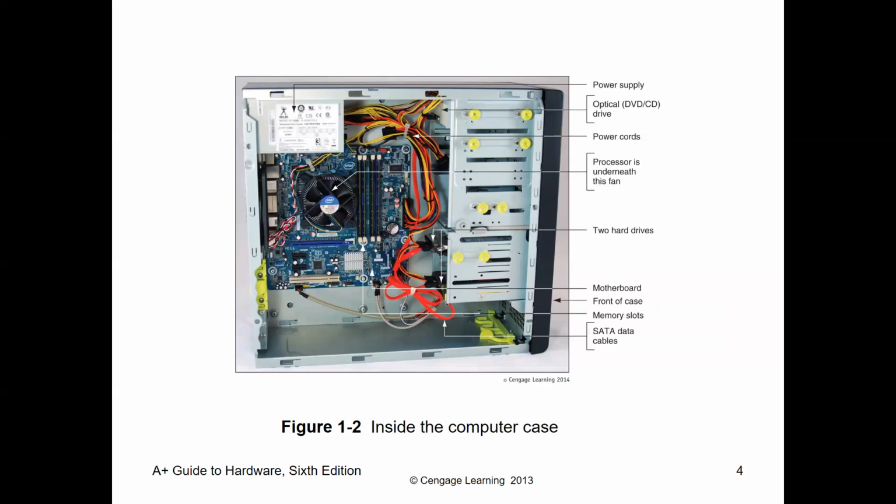Processor. Underneath the processor, you have the processor fan. Have a look at the hard drives. Currently, there are 2 hard drives connected to this computer case. Motherboard. The RAM slots or the memory slots. And then we have the SATA data cables. This is orange in color.